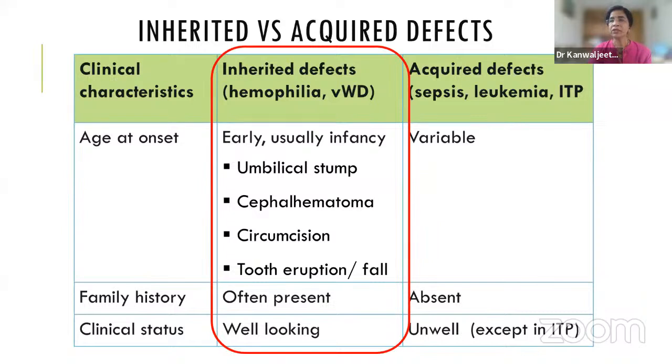Think about the etiology of the coagulation defect, whether it is congenital or acquired. So we need to look at the history, the past history of the patient, how the patient fared when the patient was born. So that history is very important.